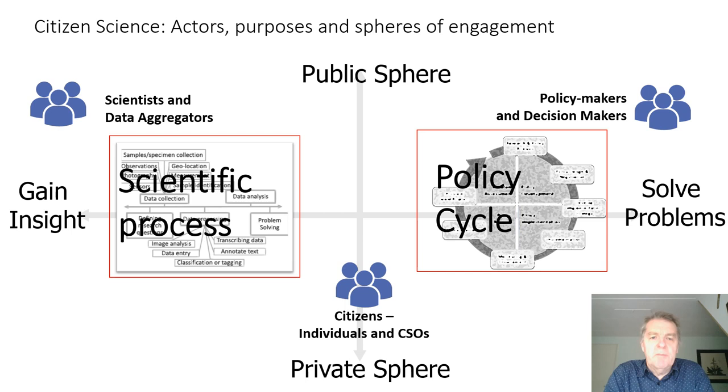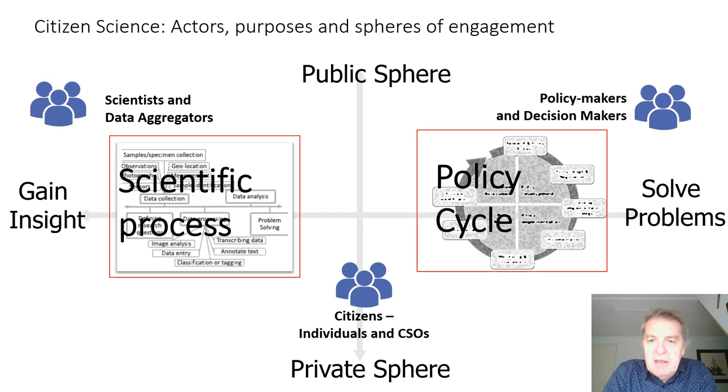So when we think about water management and water governance, we have to think about the actors and recognize that different users are going to use information for different purposes. There are differences in how things are done in the public and the private sphere. In the public sphere, there is a much greater need and requirement for accountability, less so in the private sphere. And the scientific process gains insight into how data is collected, how it should be collected, how it is analysed, what those data are used for, that then connects between the scientists and the data aggregators with the policy makers and the decision makers.